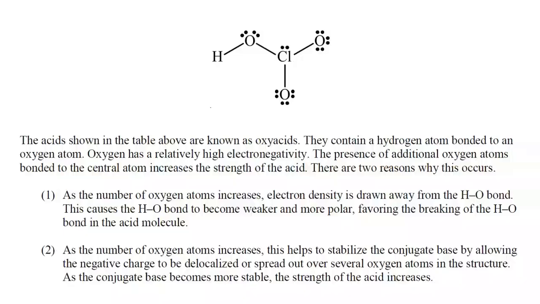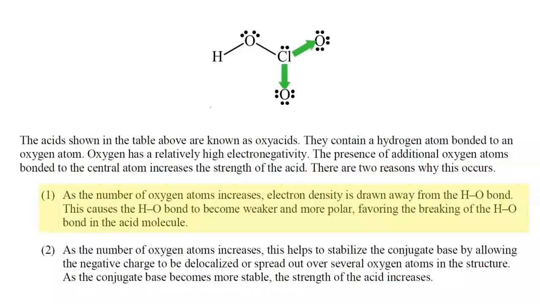That could be sulfur, that could be phosphorus, that could be nitrogen. It's about the number of oxygen atoms. So if oxygen has a relatively high electronegativity, then the presence of additional oxygen atoms bonded to the central atom increases the strength of the acid. And there are two reasons why this occurs.